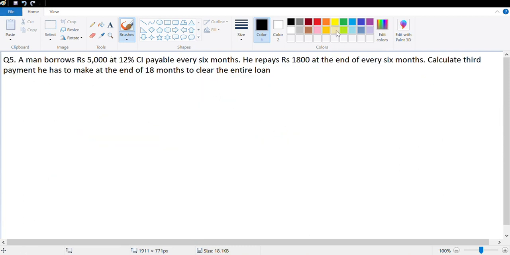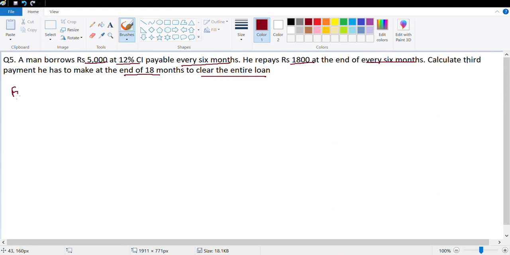Let's look at the next question. The next question we do is question number 5. A man borrows rupees 5,000 at 12% compound interest payable every 6 months. So the time period in which it gets compounded is 6 months. He pays 1,800 at the end of every 6 months. Calculate third payment he has to make at the end of 18 months to clear the entire loan.